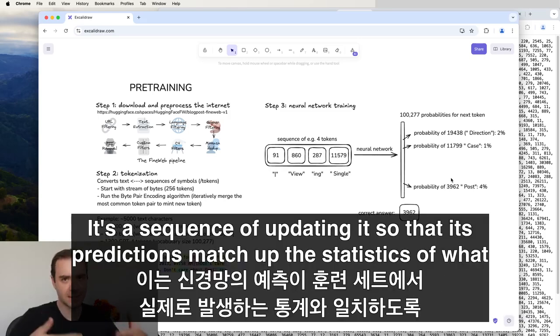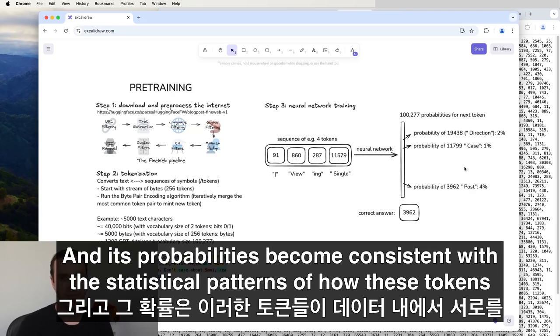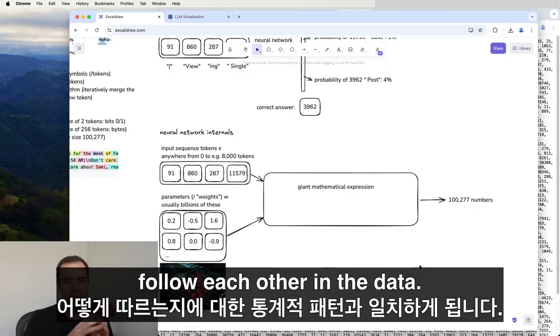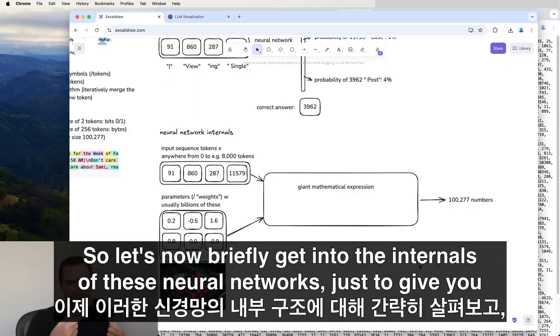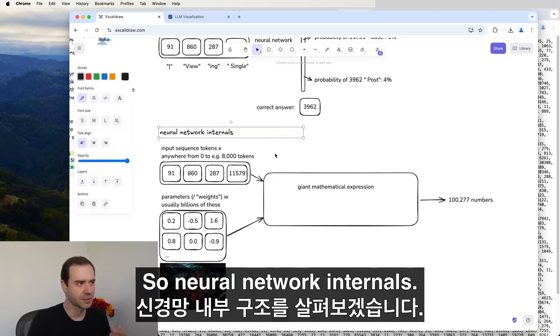It's a sequence of updating it so that its predictions match up the statistics of what actually happens in your training set, and its probabilities become consistent with the statistical patterns of how these tokens follow each other in the data. So let's now briefly get into the internals of these neural networks just to give you a sense of what's inside. So, neural network internals.